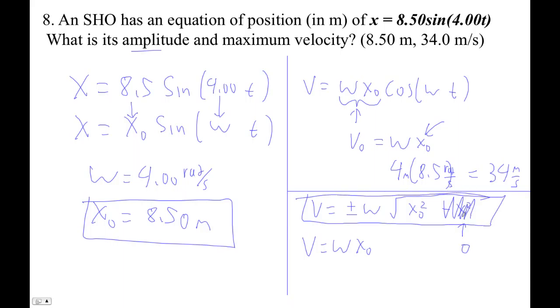Why is the maximum velocity, why does it happen when x is 0? Here's why. Because you're oscillating back and forth. In this case, since our amplitude is 8.5, here's x is 0, this is positive 8.5. Here's negative 8.5. Remember, the velocity at the edges is 0. The velocity in the middle is the maximum. Here's x equals 0, right?